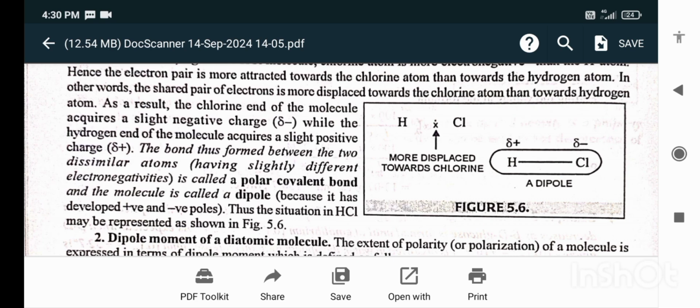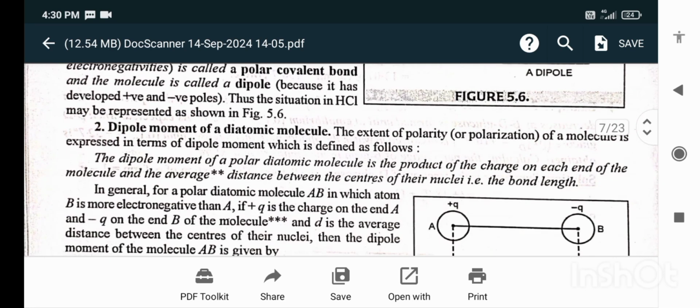Thus, the situation in HCl may be represented as follows. Dipole moment of a diatomic molecule. The extent of polarity or polarization of a molecule is expressed in terms of dipole moment.